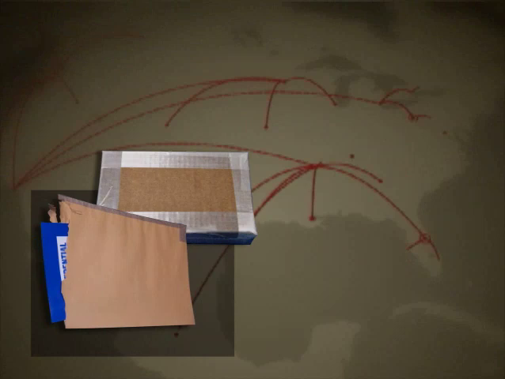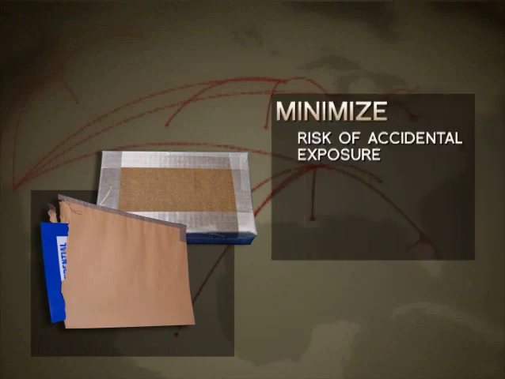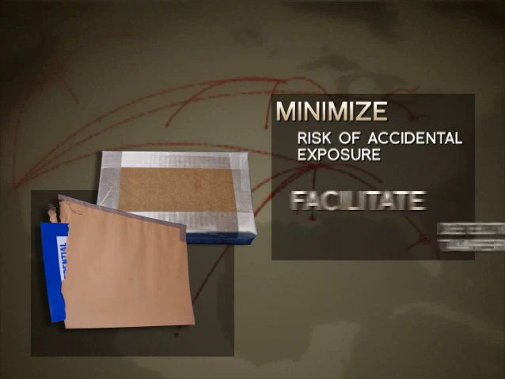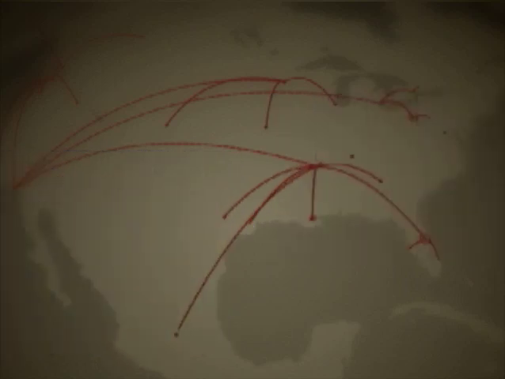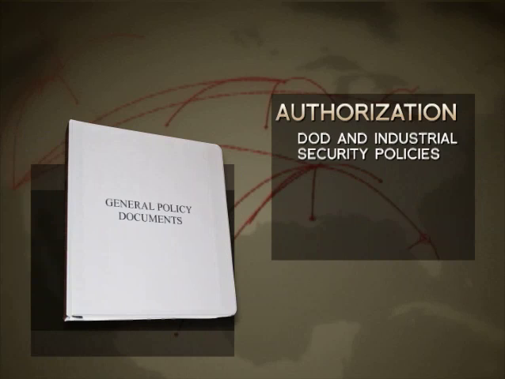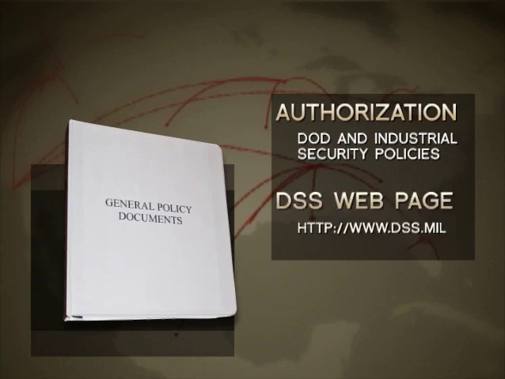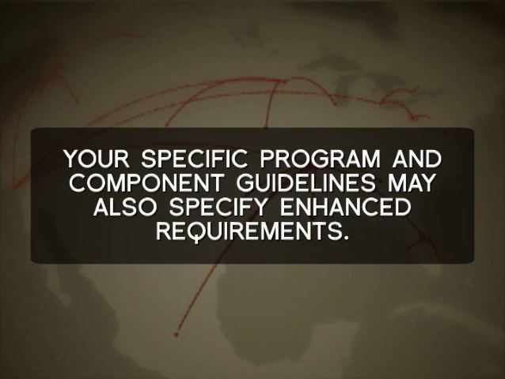Classified materials must be prepared for transmission or transportation. They are to be packaged and sealed in a way that minimizes the risk of accidental exposure and facilitates detection of deliberate tampering. Authorization for these methods can be found in DoD and industrial security policies. Links to these resources are available on the Defense Security Services webpage. Your specific program and component guidelines may also specify enhanced requirements.